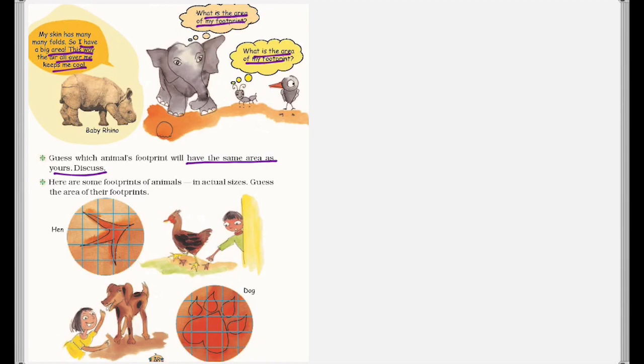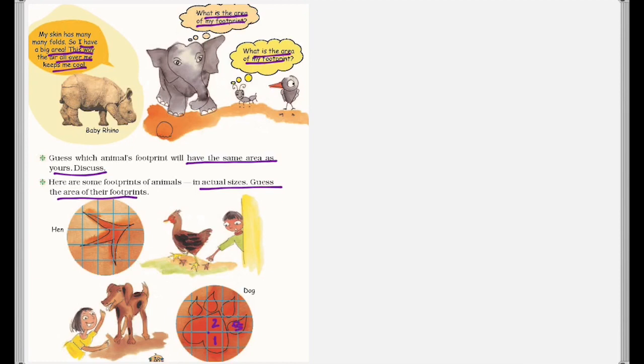Now moving ahead, here are some footprints of animals in actual size. So guess the area of the footprint. You need to guess the area of the footprint. One, I'll help you out. So this can be 1, this is 2. Then if we consider both of these combined, this can be 3.